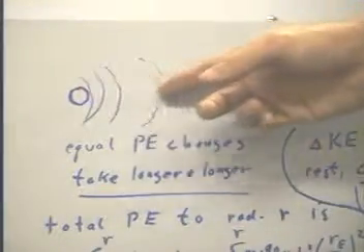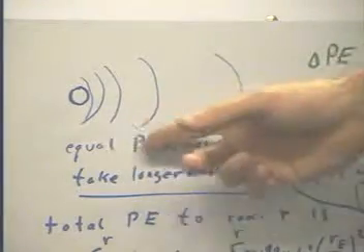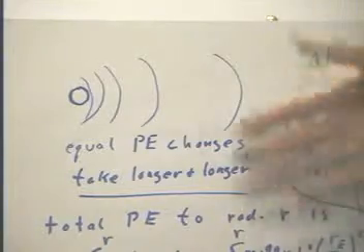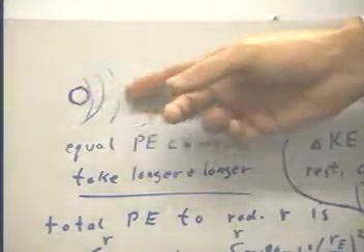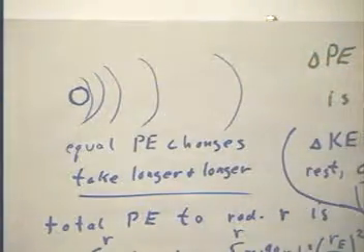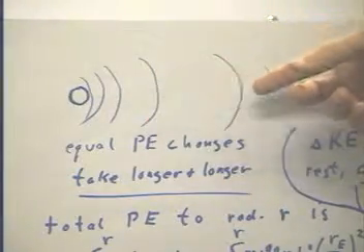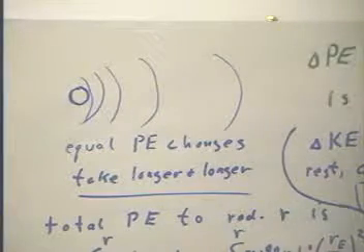As we move out away from the Earth, as we've seen, equal changes in our potential energy take further and further. We've got to go further and further, and if we're moving at a constant velocity, they take longer and longer. This is simply because the strength of the Earth's gravitational pull is less and less. We've got to do less and less work per unit of distance.